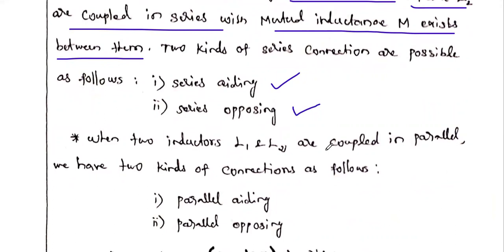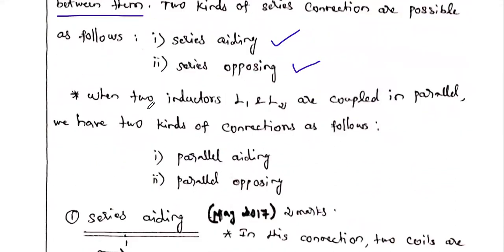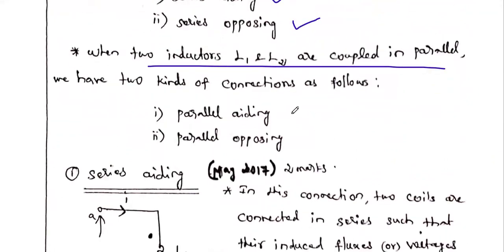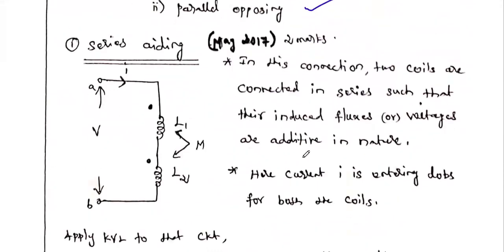Similarly, when the two inductors L1 and L2 are coupled in parallel with mutual inductance M between the two coils, in parallel connection also there are two different connections: one is parallel aiding, another is parallel opposing. So now we are going to discuss these four different types, series aiding, series opposing, parallel aiding, parallel opposing, in a detailed manner. This is a very important 2-mark question, and sometimes they may ask for an 8-mark derivation.